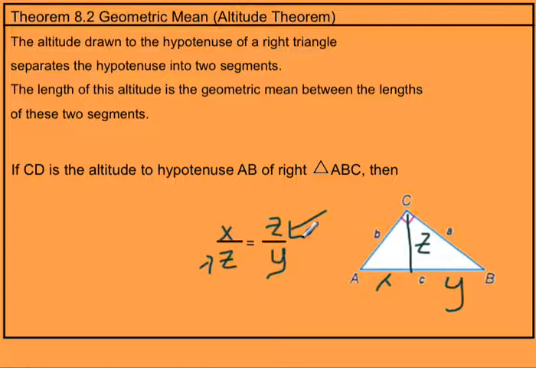So what does that tell us? That tells us that z, the geometric mean of the triangle, is equal to the square root of x times y.